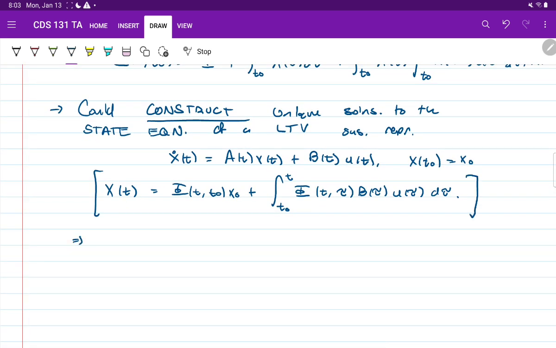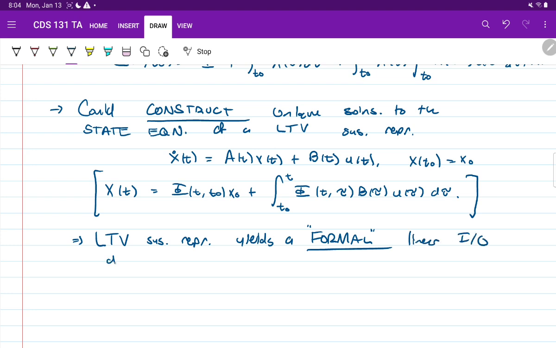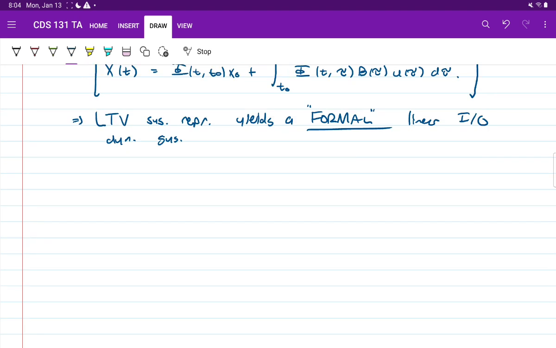Once we had this unique solution written down, we were able to conclude that a linear time-varying system representation yields a formal, in quotes, formal linear I/O dynamical system. This was one of our big goals of the second lecture, to show that these things actually give us formal dynamical systems. Now that's the continuous time case. Let's talk about the discrete time case.